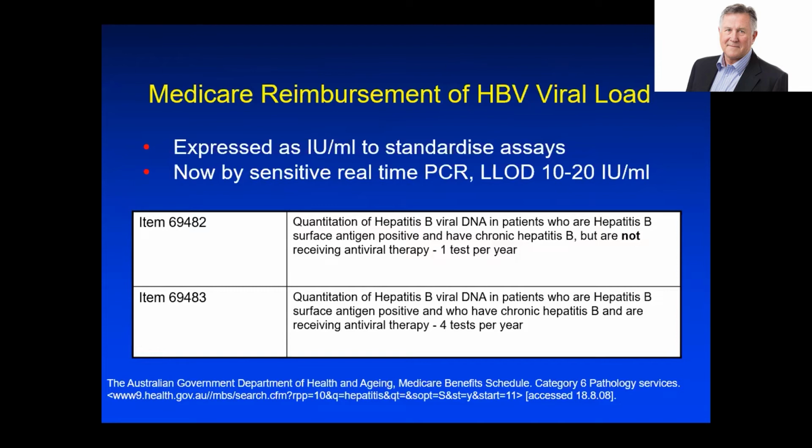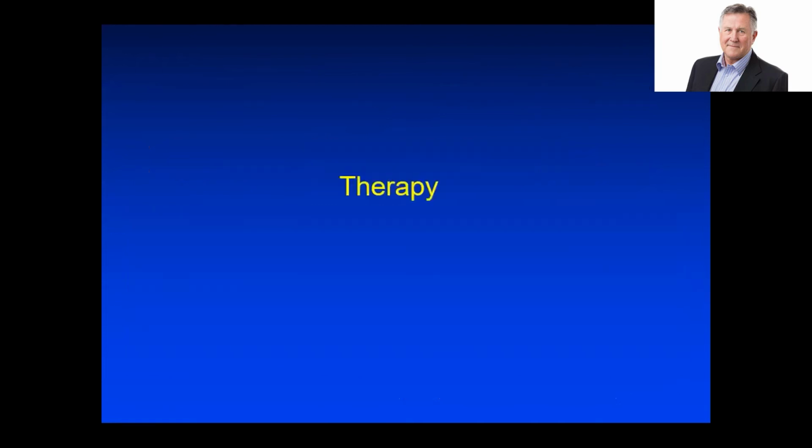Now, if you are ordering this test, you need to be careful you don't order it too often in an inappropriate situation. What you're allowed to do under Medicare, if you are not on treatment and you're just monitoring that patient, you're only allowed 1 test a year. If you do that early, the patient will get a bill. So you just need to be careful, right? If you're on antiviral therapy, you can order 4 of those tests a year. So that's fine.